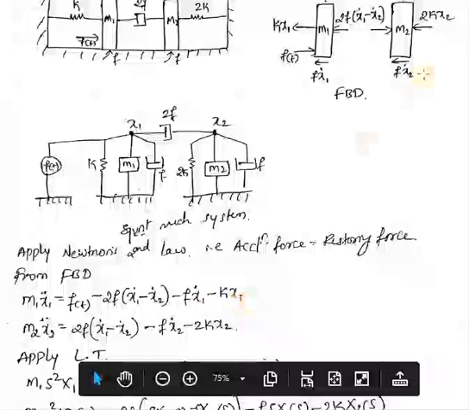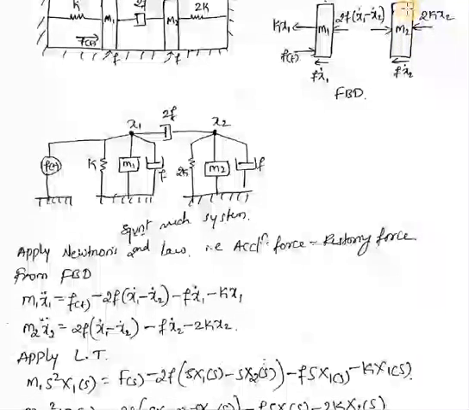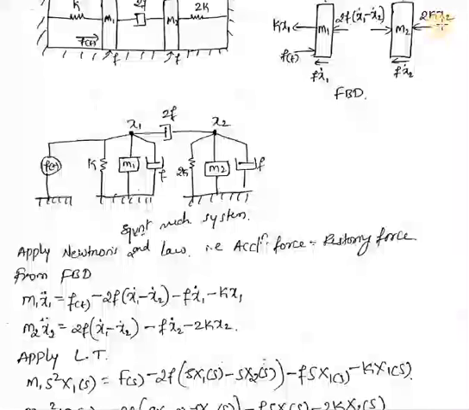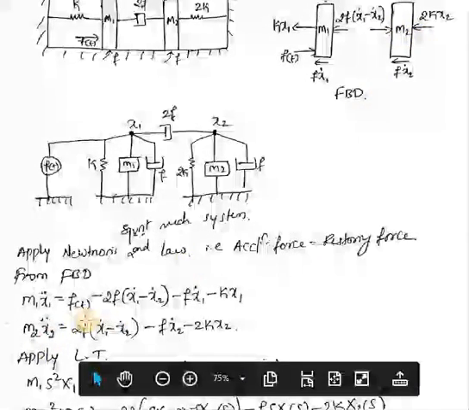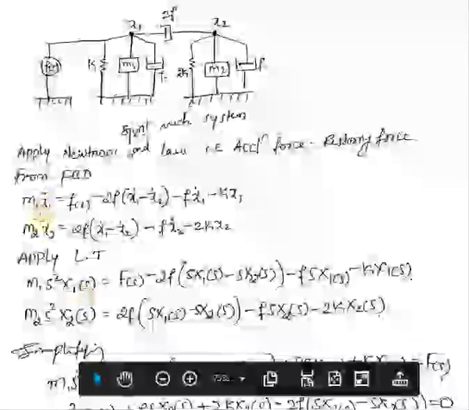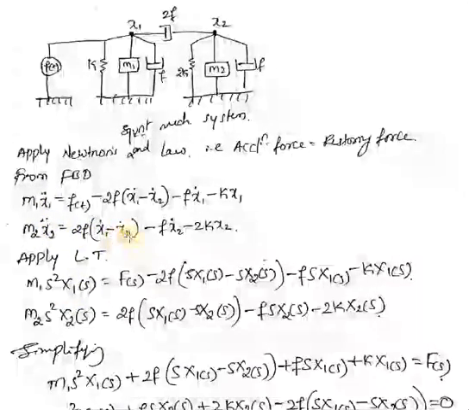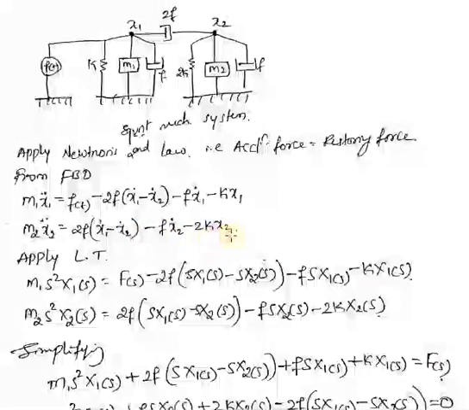Similarly, the second mass also has displacement x2 in the same direction, that is positive x, but the 2k spring will try to resist that motion. So 2k into x2 will be in the opposite direction, and the frictional force is in the opposite direction, but the force due to the damper will be in the same direction as that of displacement. So that will be with a positive sign here. m2 into x2 double dot equal to 2f into x1 dot minus x2 dot minus f into x2 dot minus 2k into x2.